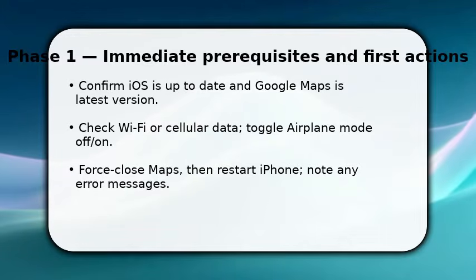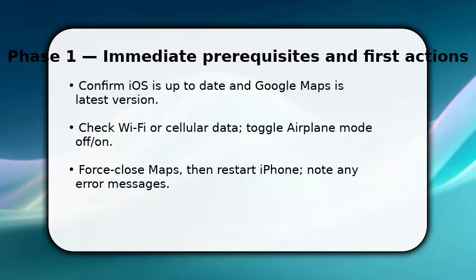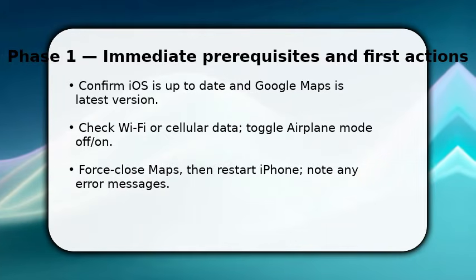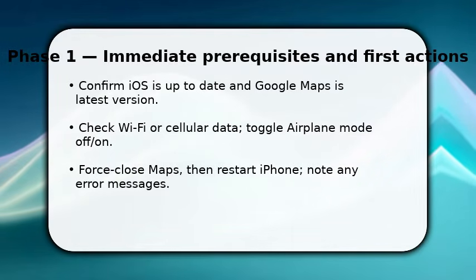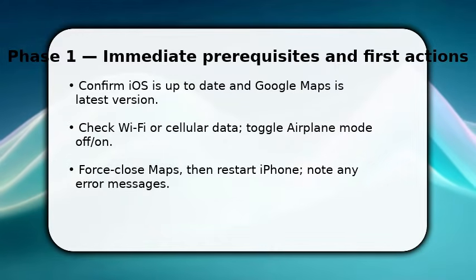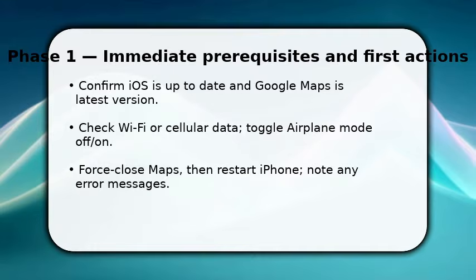You start by verifying the essentials. Make sure your iPhone iOS and Google Maps app are updated and that Wi-Fi or cellular data is active. Once done, force close the Maps app, swipe up and remove it, then restart the phone to clear temporary glitches. This removes common cache errors and gives the app a clean launch state.